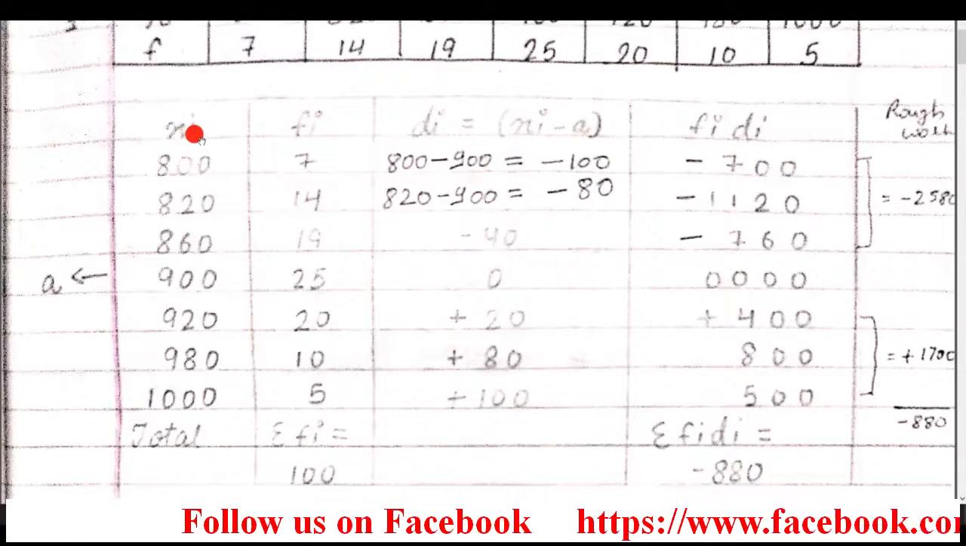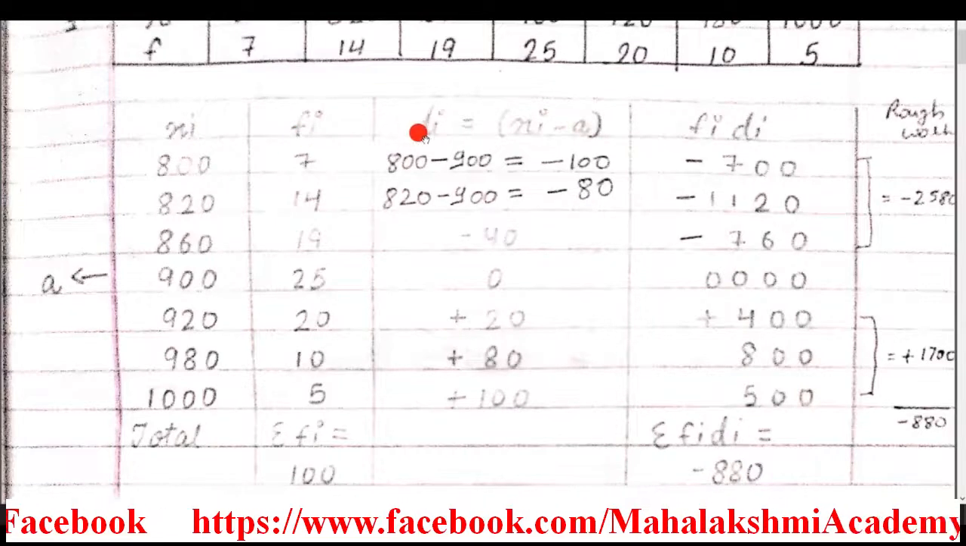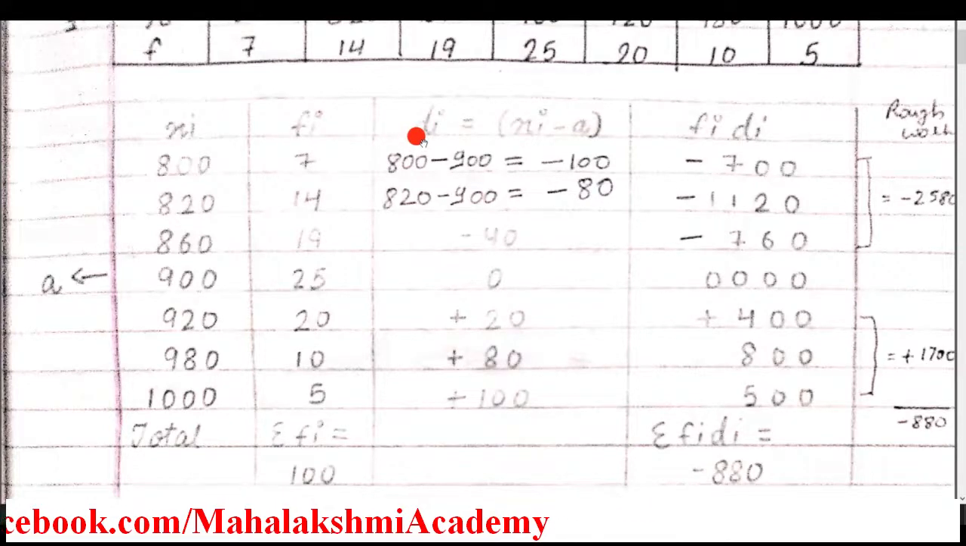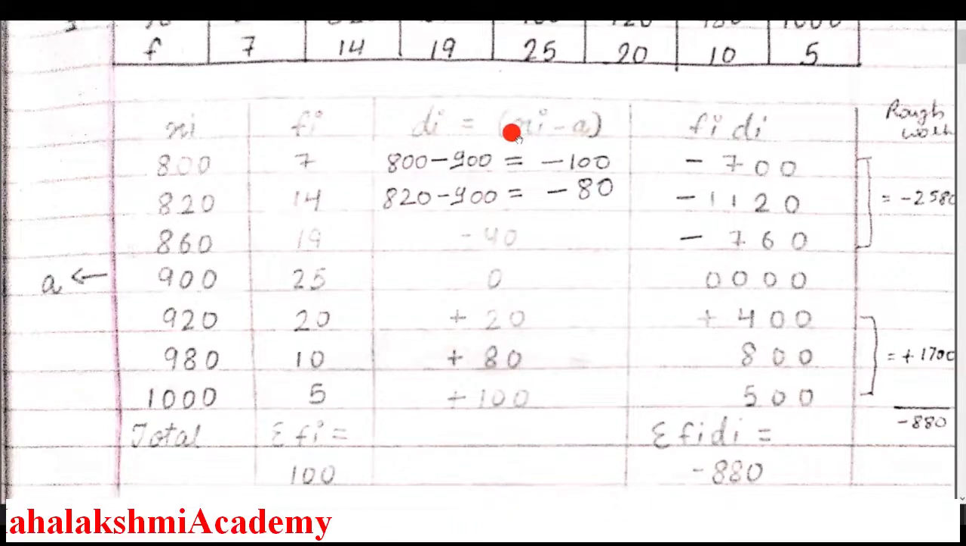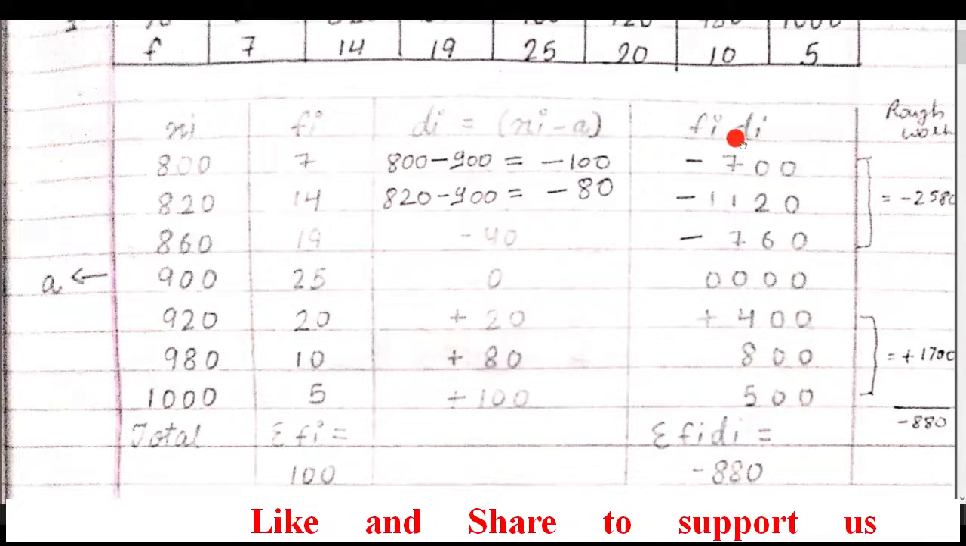In this, first the xi column comes, then the fi column, then di is for deviation. I am repeating again, di is for deviation, and its formula is xi minus a. A is assumed here. I will tell you the meaning of a in this question. Then the column that comes is fi di.